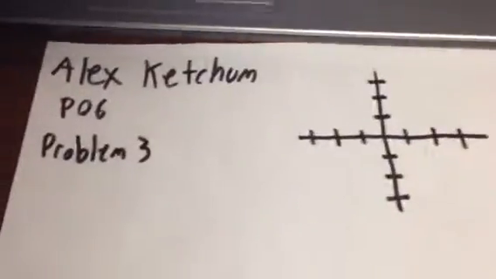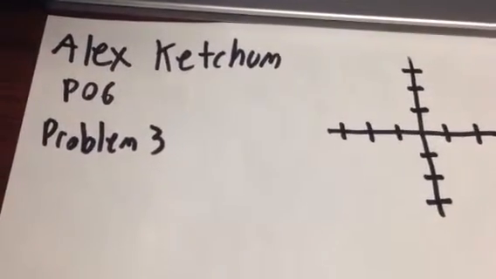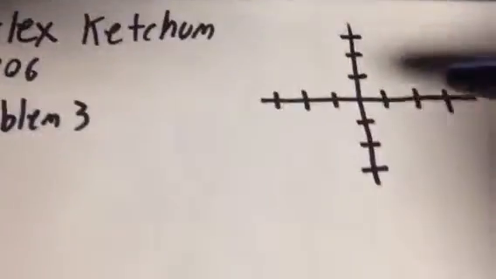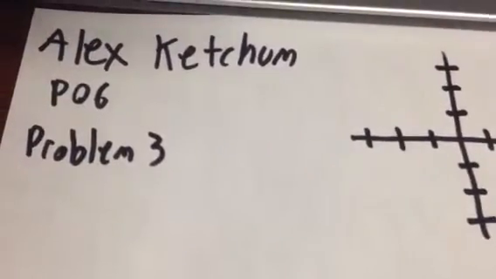Hello, this is Alex Ketchum, and I'm going to be doing problem 3 from test 1. The first question asks us to draw a circle representing each charged object on these coordinate axes. We have 3 objects given on the test problem right here.